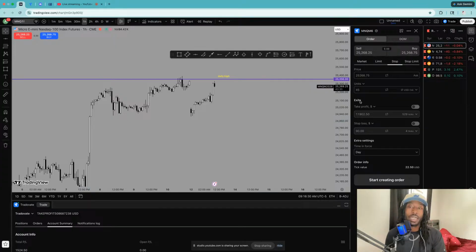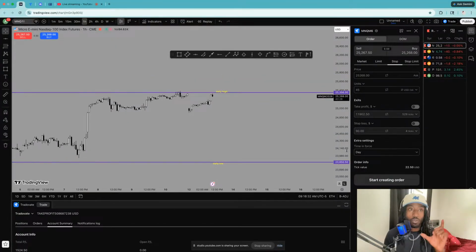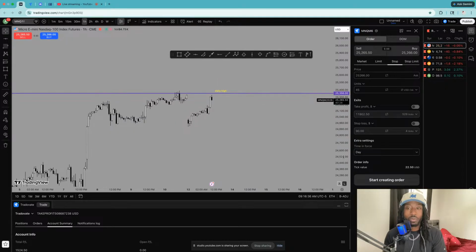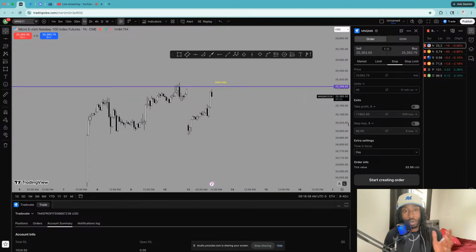Now that we have our daily high and daily low, we want to see what price is doing right now. I like the hour, I like the 30-minute, but we're going to go with the hour. We're going to mark off our support and our resistance. Our support is our floor, our resistance is our roof. Where is price living, right?